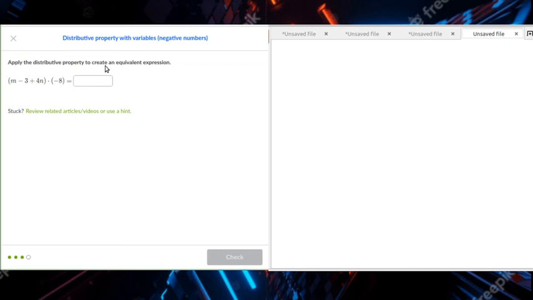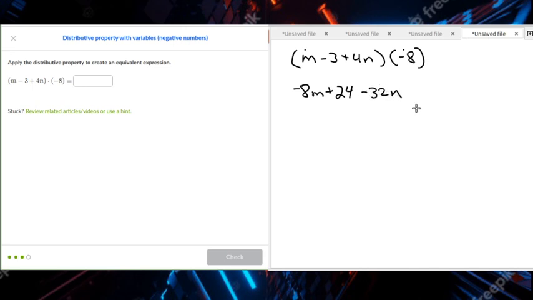Apply the distributive property to create an equivalent expression. So I've got m minus 3 plus 4n times negative 8, and I'm going to distribute here. Negative 8 times m is negative 8m. Negative 8 times negative 3. Negative times a negative is a positive. Negative 8 times 4n is minus 32n. Negative 8 times 4 is negative 32. So we got negative 8m plus 24 minus 32n.